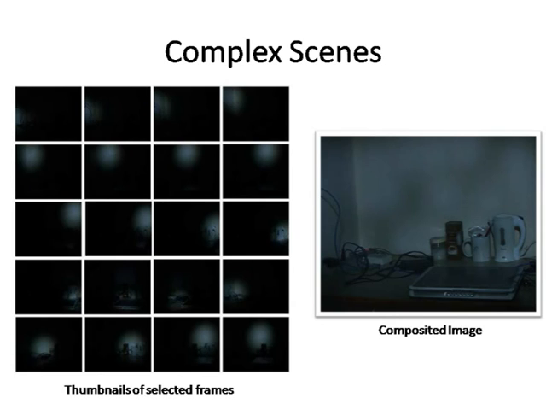Here is a complex non-planar scene in which the cable produces shadow on the wall. Since the shadow will be present at various locations of the wall in the video, the composited image has artifact. This artifact can be avoided by having a prior knowledge of the scene geometry.